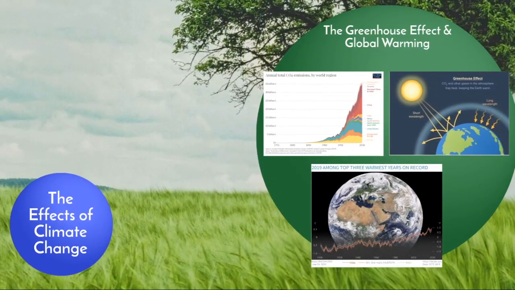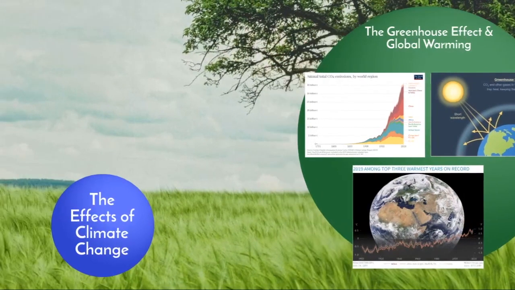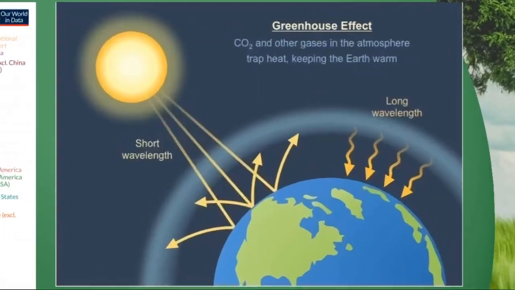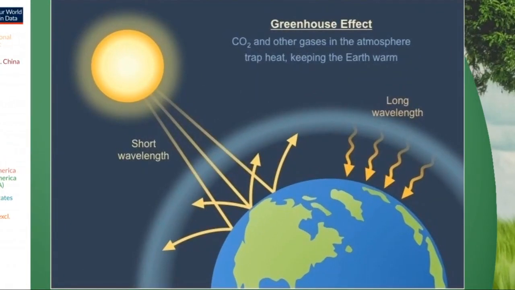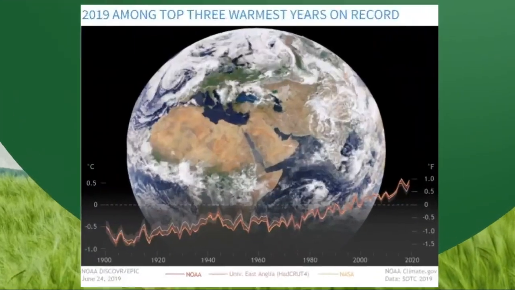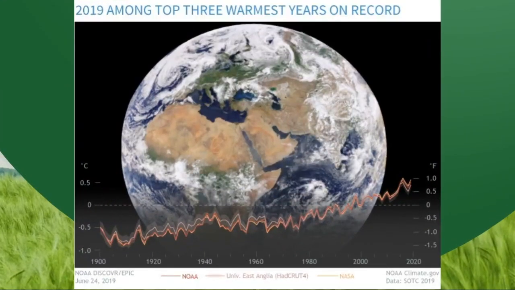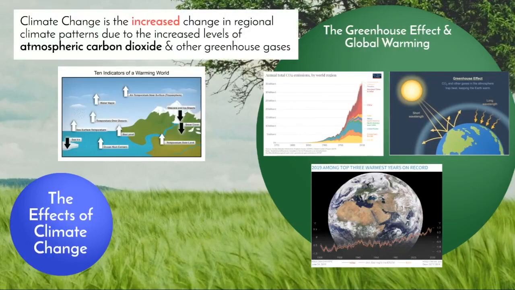And all of these carbon emissions contribute to an enhanced greenhouse effect, which is causing the Earth to warm and the climate to change. As you can see here, 2019 was among the top 3 warmest years on record. And that leads us into climate change.